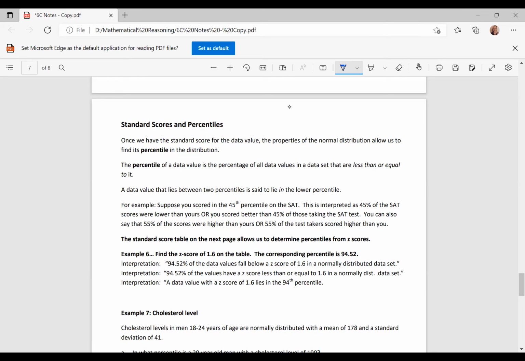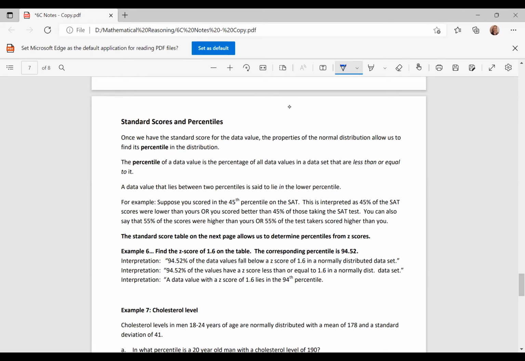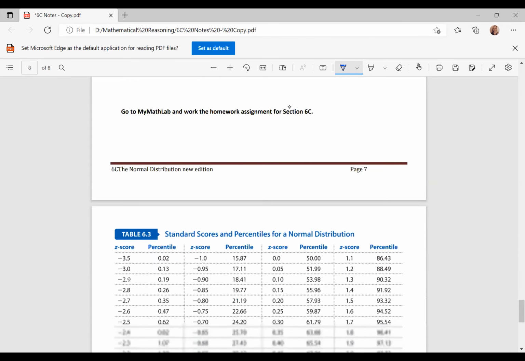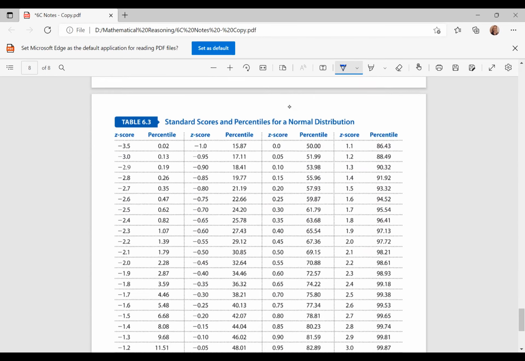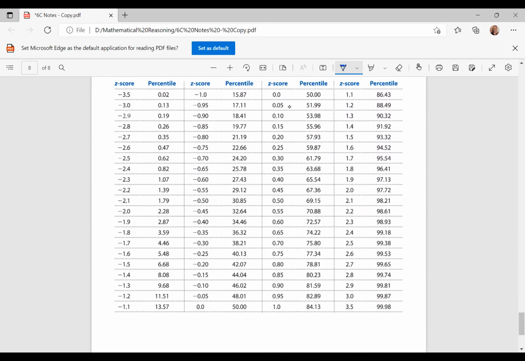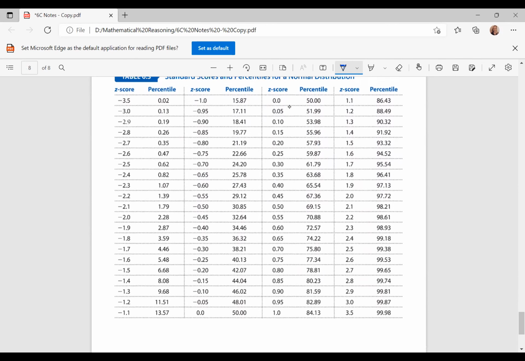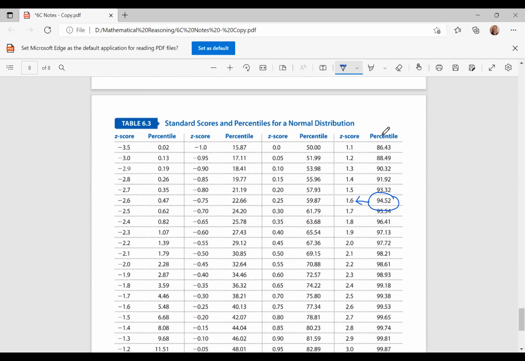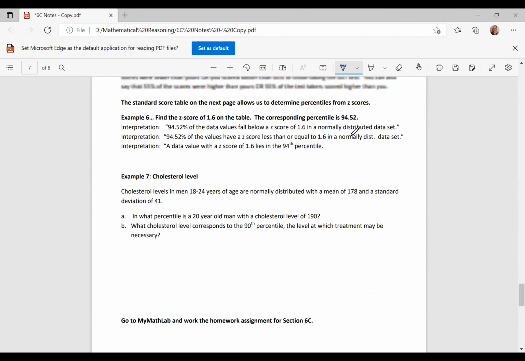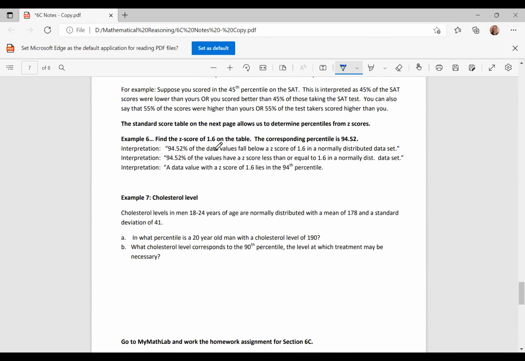The corresponding percentile is 94.52. We have a table that has z-scores right here. This is what they're talking about. So 94.52, you look at this table, is right here. That's your percentile. This is your z-score. So up here it says 94.52% of the data values fall below a z-score of 1.6 in a normally distributed data set.